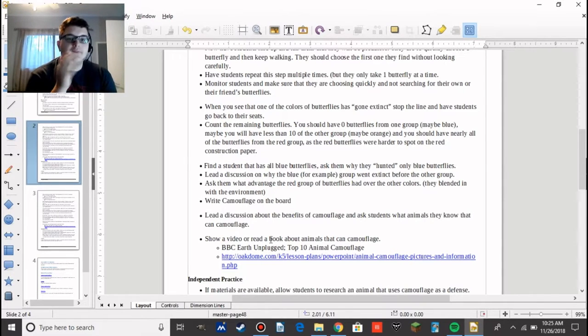And they repeat this several times until everyone has a certain amount, until all that's left are the butterflies that are camouflaged, or until all of one type of butterfly is missing, i.e. the blue butterflies, because they're the most obvious on the red paper. So all the blue ones are gone. Let's say that takes another 5 minutes, 15 minutes gone. You have 15 minutes left.